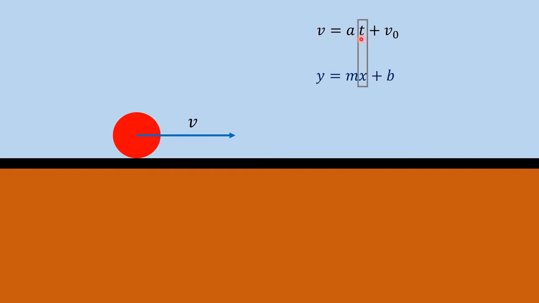T plays the familiar role of the x-coordinate. The number in front of t, which is this constant a, plays the role of m. And you know that m is the slope. So perhaps acceleration would be the slope in a graph not of y versus x, but a graph of v versus t. Now, if we really wanted, we could also use the intercept in the graph to get the initial speed.